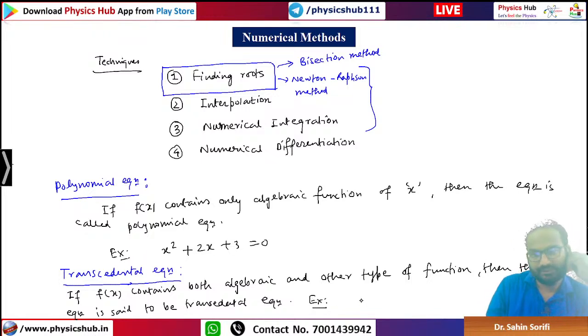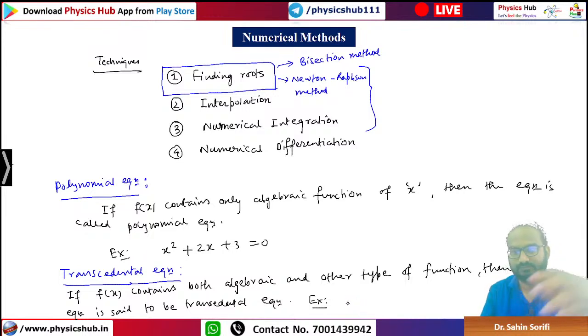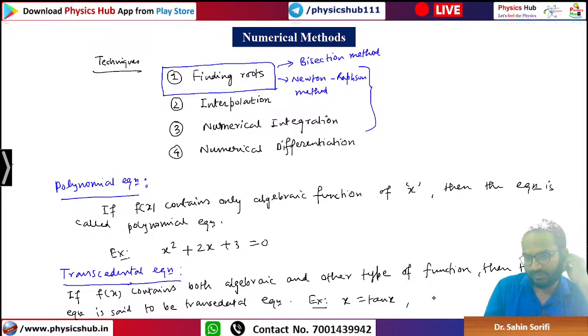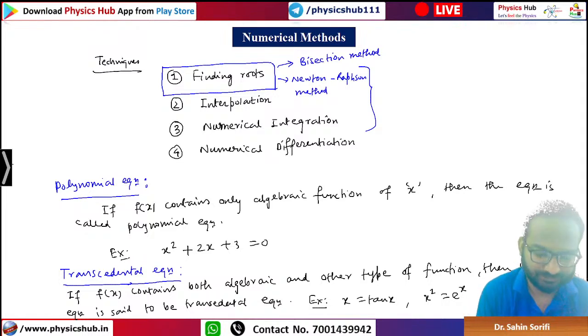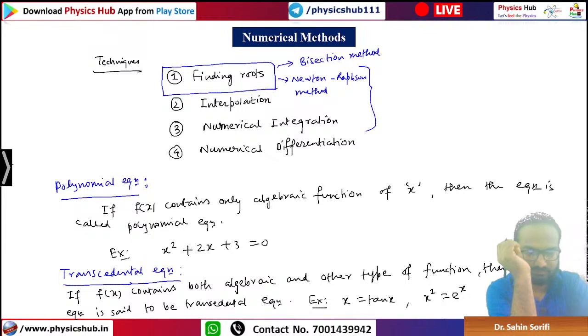So for example, let's say x is equal to 10x, or x square is equal to e to the power x. This type of equation is generally solved via graphical methods or numerical methods.